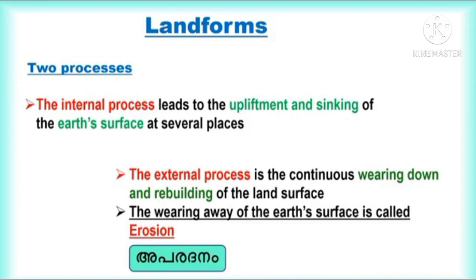Children, because of the internal and external processes within the earth, various landforms formed. The internal process leads to the upliftment and sinking of the earth's surface in several places. Inside the earth, movement is always happening. The earth's crust is made up of different plates, and these plates stand above the magma, so these plates are always moving. Because of that process, some kinds of landforms form in the earth's crust.